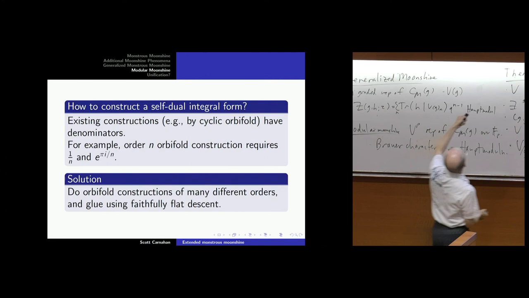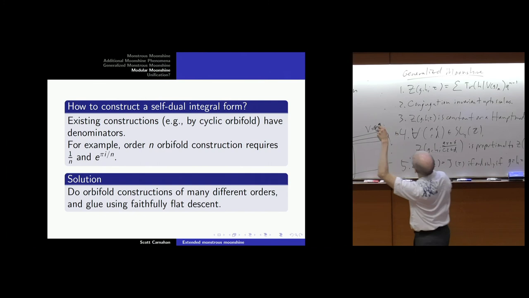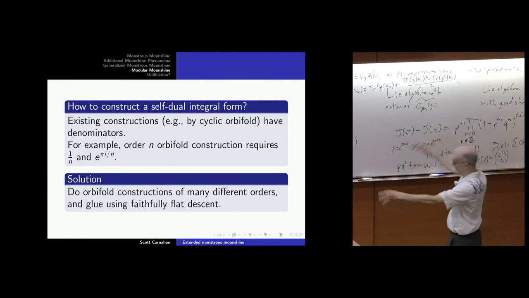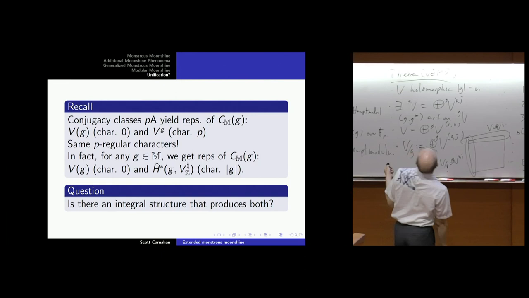So how do you construct such a self-dual integral form? Existing constructions require some denominators. The orbifold constructions all require some 1 over n's. And so what we do is just lots of orbifold constructions of different orders and then glue them together using descent. That's about it. So we can ask, is there a way to put these 2 conjectures together?